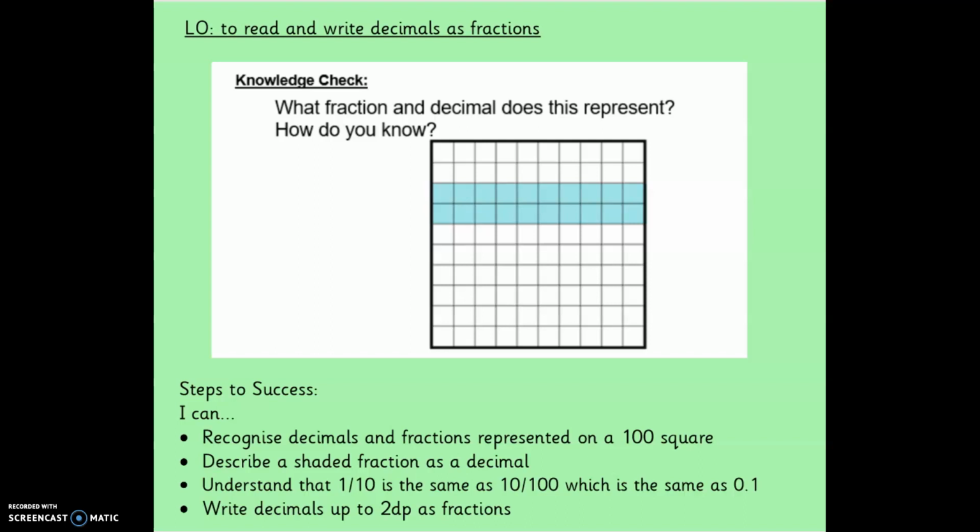Can you look at the 100 square, decide what fraction and what decimal it represents and how you know, and then pause the video, have a go, come back for the lesson. You did this yesterday. You know what you've got to do. Off you go.